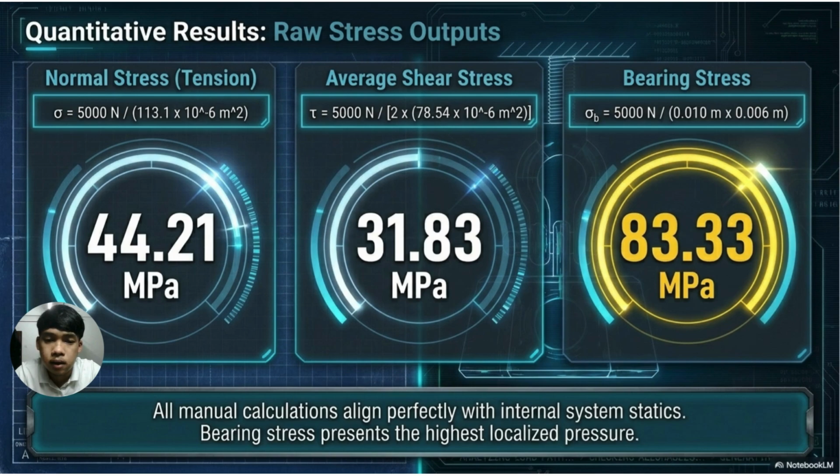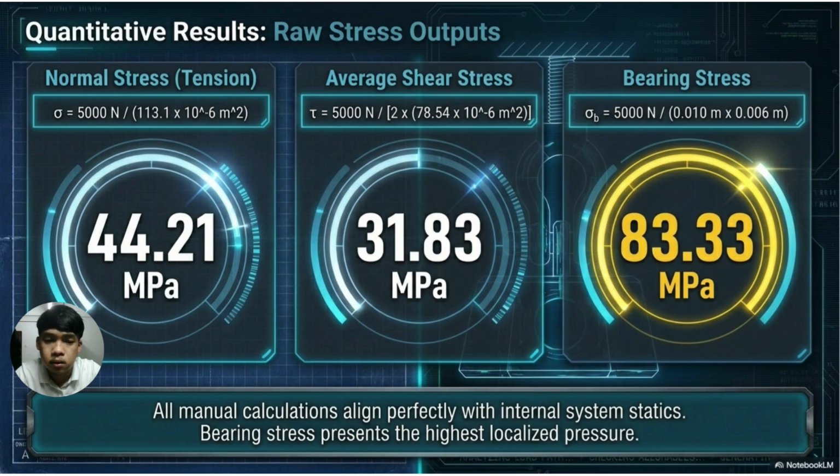In the middle, the average shear stress on the pin is figured as tau equals 5000 newtons divided by 2 times 78.54 times 10 to the negative 6 meter squared. This brings the shear stress out to 31.83 MPa. It's relatively low because the double shear setup we just talked about does a great job of sharing the load.